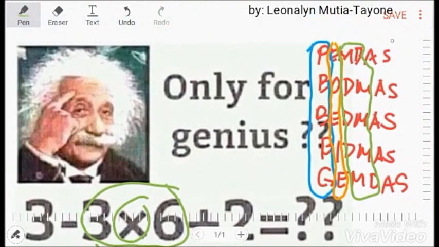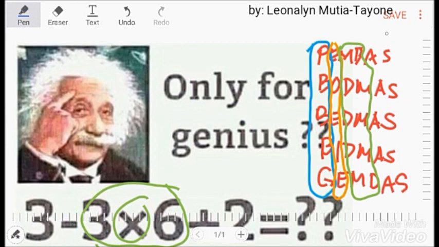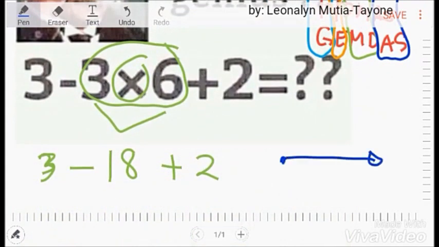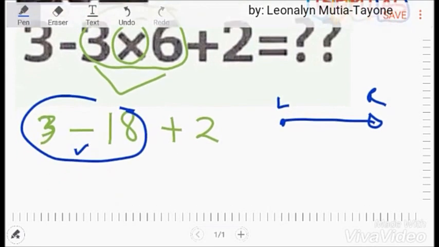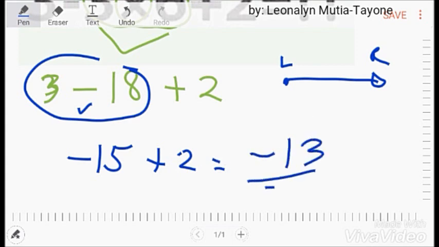Next is addition. Let's go for another color. Addition or subtraction. These are the same, so whichever comes first from left to right. Here, subtraction comes first. So let's solve the subtraction first. 3 minus 18, and that is negative 15. Then we'll do addition, negative 15 plus 2, and that is negative 13.